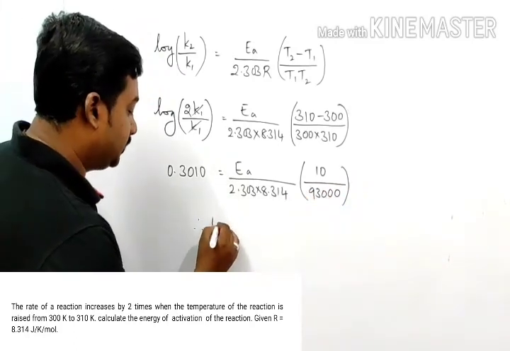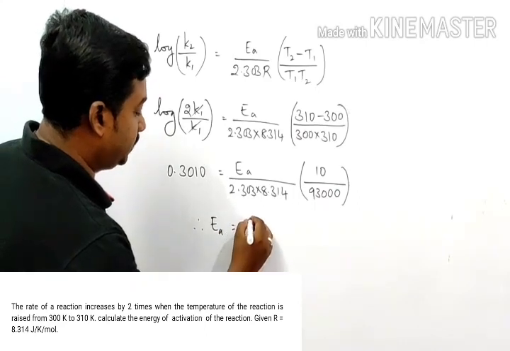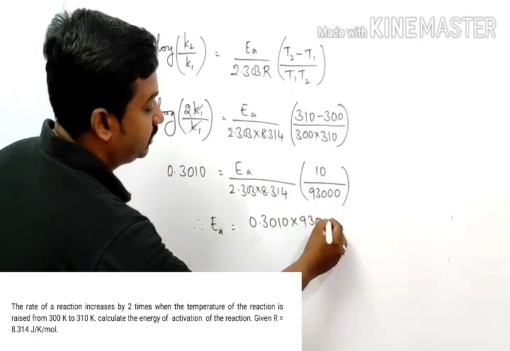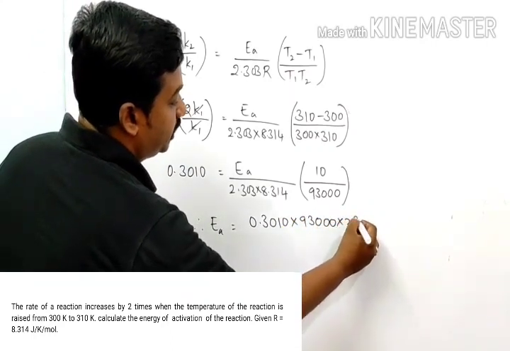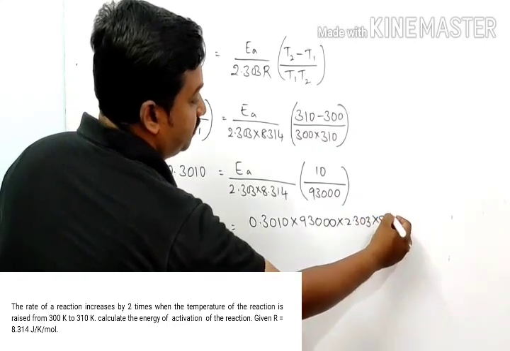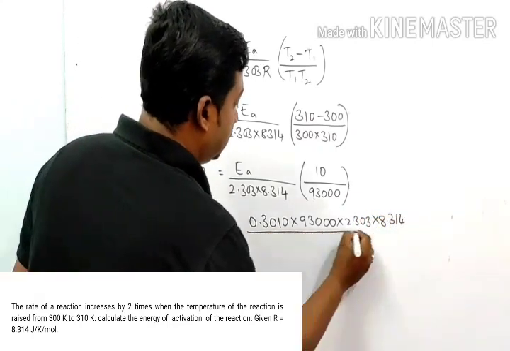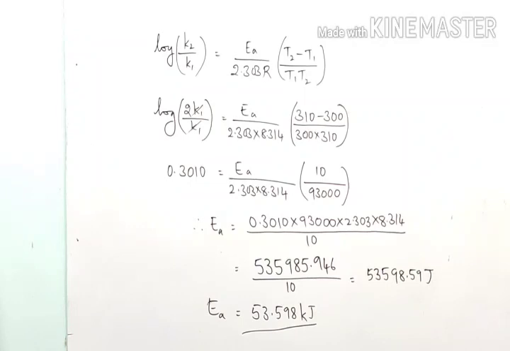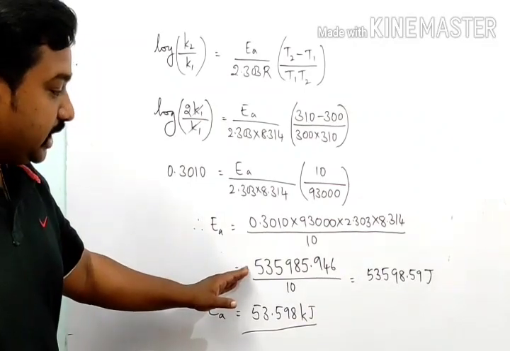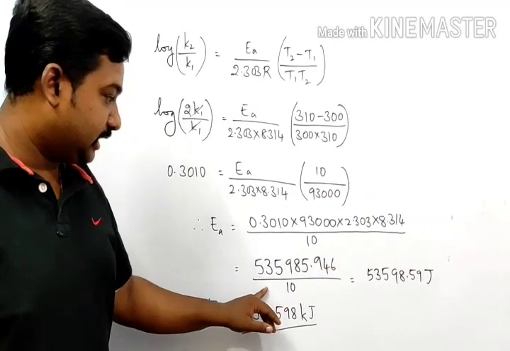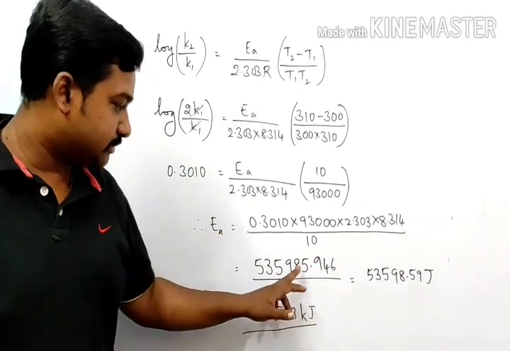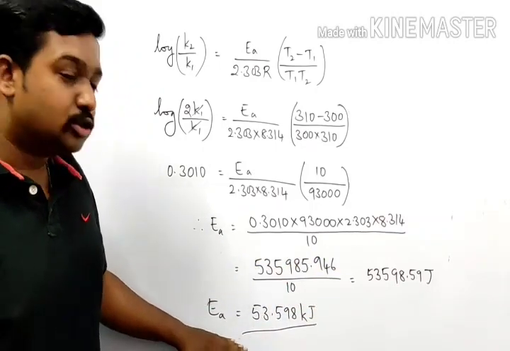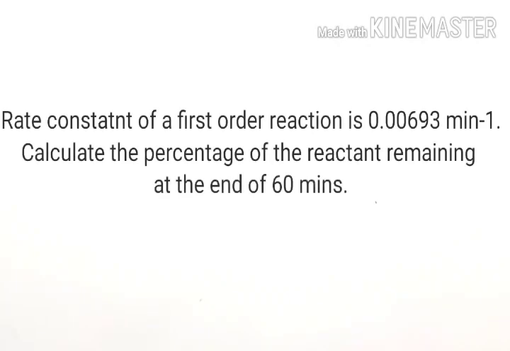Finally, EA is equal to 0.3010 into 93,000 into 2.303 into 8.314 whole divided by 10. So we get the final answer here. So the final answer is 535,985.946 by 10, which becomes this, that is shift 1 decimal to left, then divide by 1000, you will get 53.598 kilojoule.